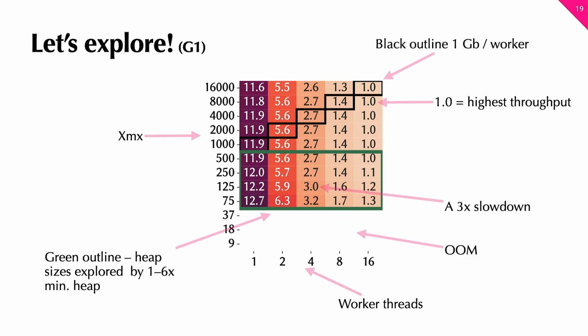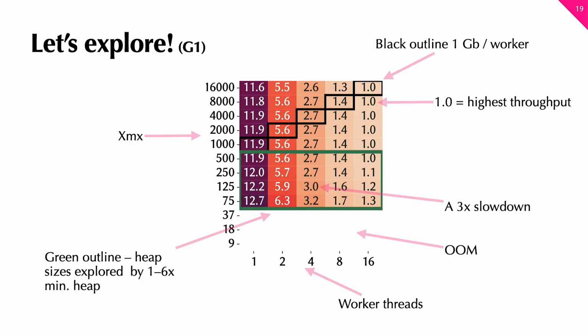We're now going to be looking at a bunch of heat maps. These heat maps are an exploration of the DaCapo default workloads. On the x-axis, you have the number of worker threads that we give to the program: 1, 2, 4, 8, and 16. And on the y-axis, you have the amount of memory that we give to the programs.